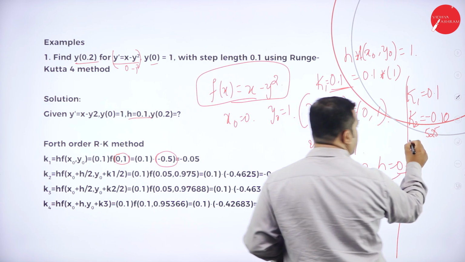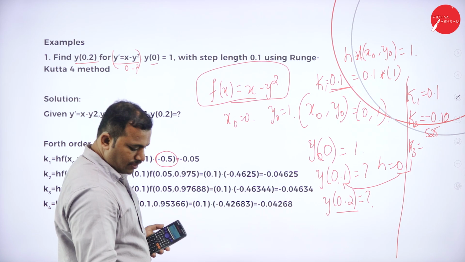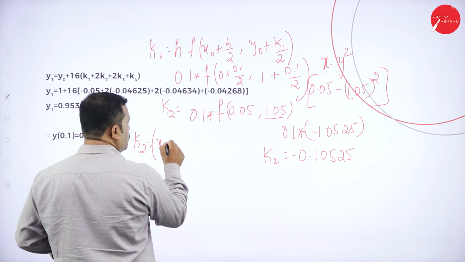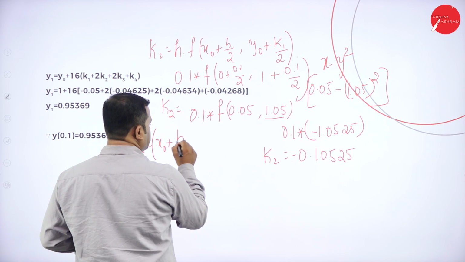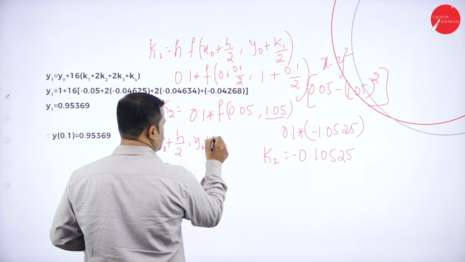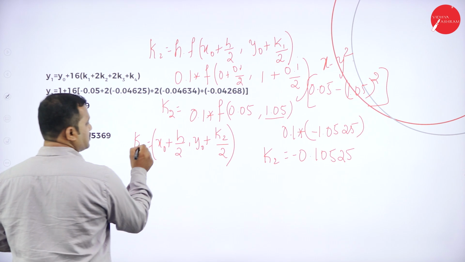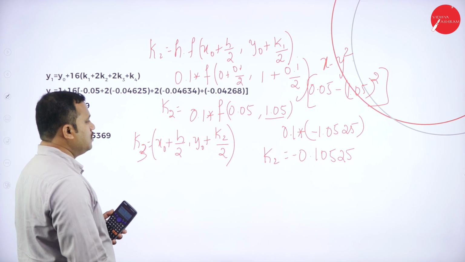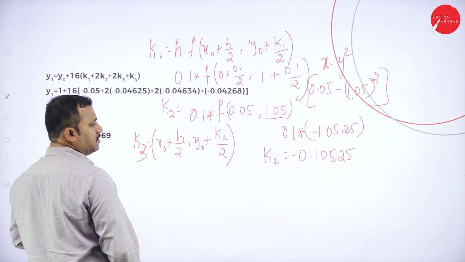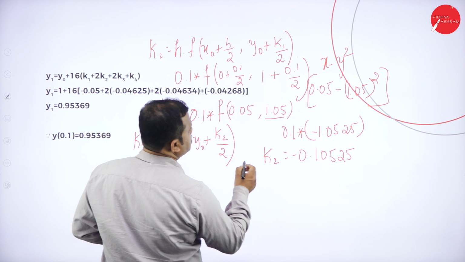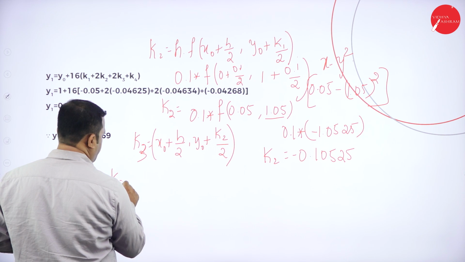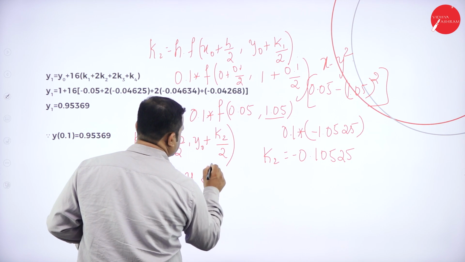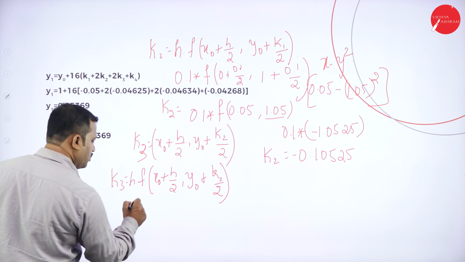Then what is the value of K3? K3 is equal to h into f of x0 plus h by 2, comma, y0 plus k2 by 2. K1, K2 is over, K3 is equal to this. What is the value of x0 here? x0 is already obtained there. If this is the case, what is the value of h?